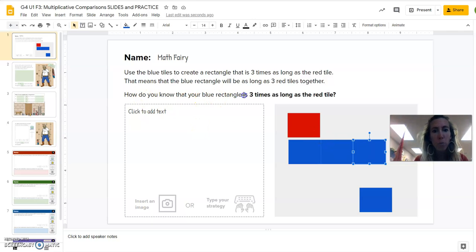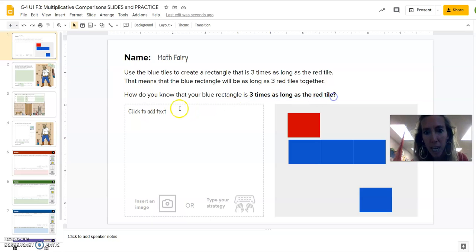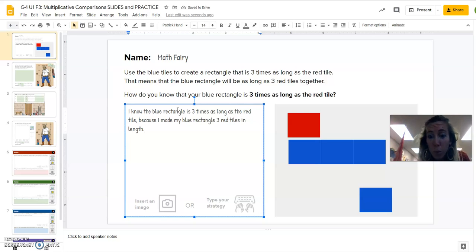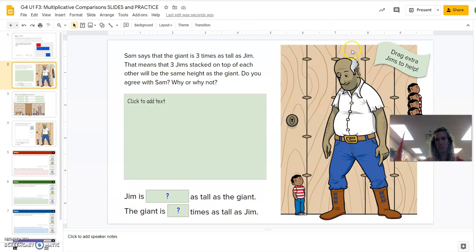So how do you know that your blue rectangle is 3 times as long as the red tile? I know the blue rectangle is 3 times as long as the red tile because I made my blue rectangle 3 red tiles in length. Yes, I made it, whoops, that needs a G. I made it 3 red tiles in length. That'll make it 3 times as big. Cha-ching!